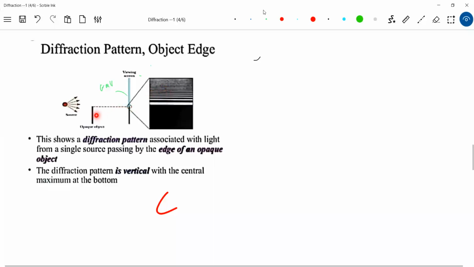But sir, what is this opaque object? You take a blade or a nail, something. It should be sharp enough. It should be like this, where the edge should be sharp.